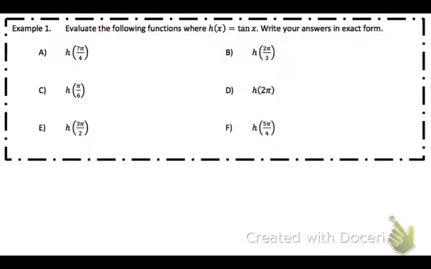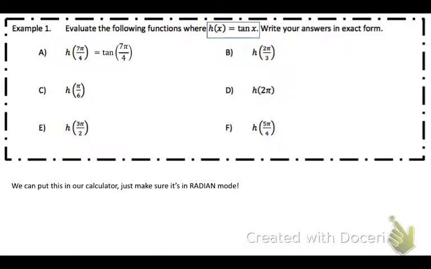So if h of x equals tangent of x, that means h of 7 pi/4 equals tangent of 7 pi/4. You can put that into your calculator. You just have to make sure it's in radian mode. So if you go up to the top where it says mode, it's like the third one down, you just have to make sure the radian is highlighted. You put that in your calculator and you get -1. So it does it for you. Okay? Same thing with pi/6. So tangent of pi/6, put that into your calculator, you get 0.577. Well, 0.577 is the same thing as the square root of 3 over 3. So that equals the square root of 3 over 3.